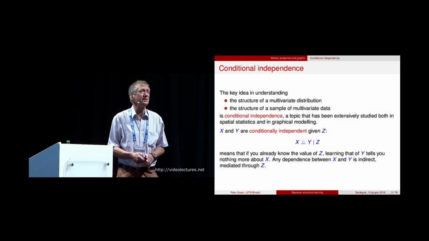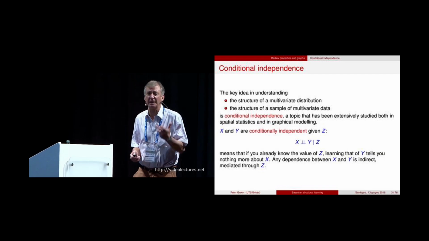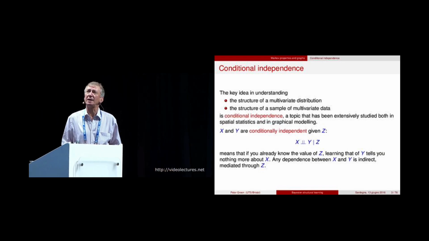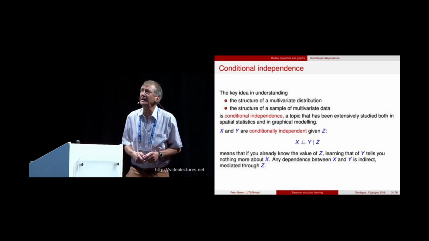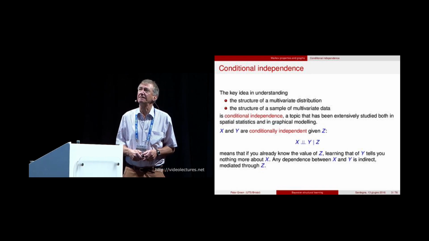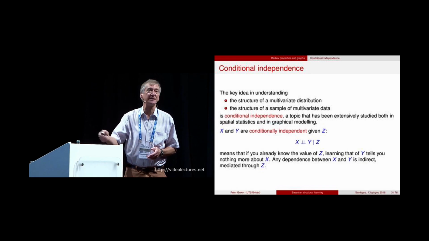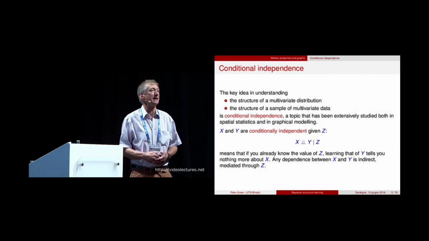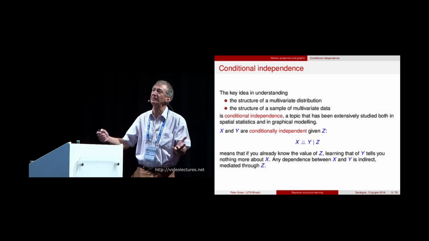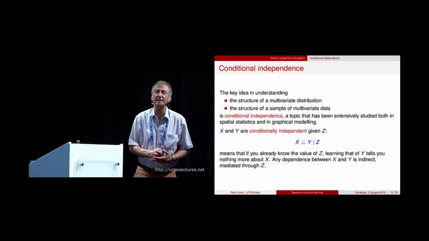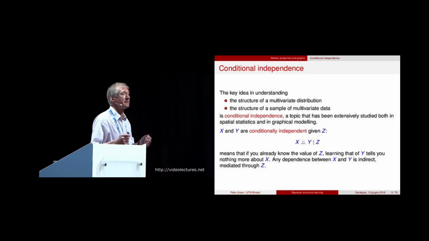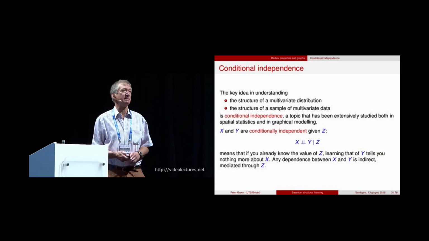So to remind you, the idea of conditional independence, we're talking about three random quantities, x, y, and z. And x and y are conditionally independent given z if, written in this form, in Phil Dawid's famous invented symbol, x conditionally independent of y given z means that if you already know the value of z, if that's background environmental information, if you like, learning the value of y tells you nothing more about x. And this means that any dependence between x and y is indirect. It's mediated through the values of z.